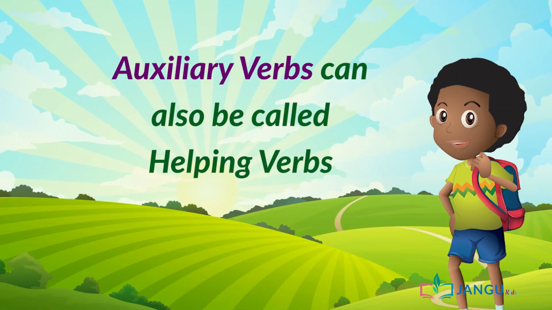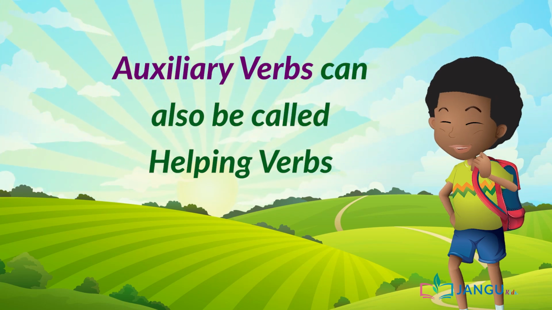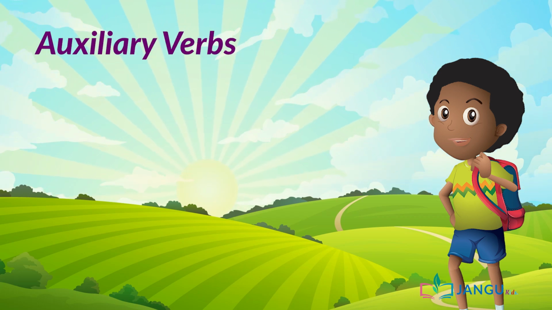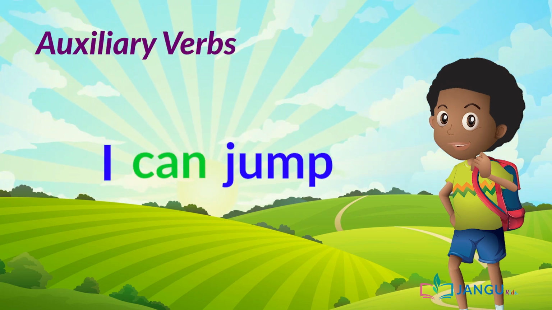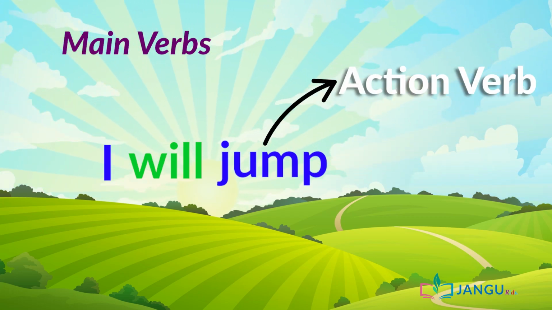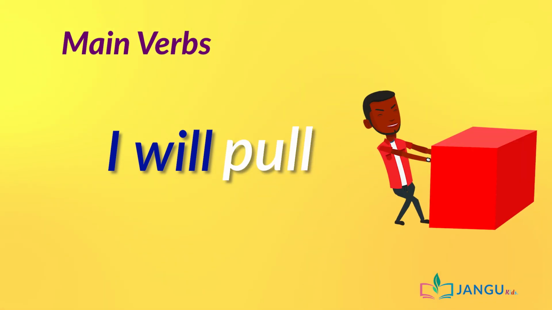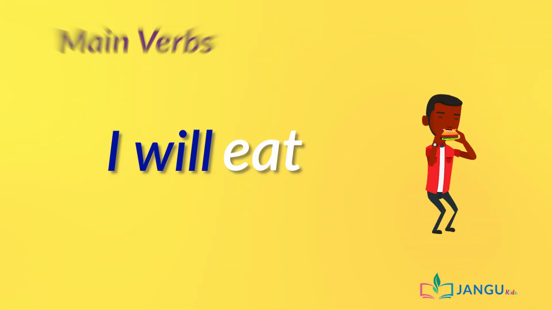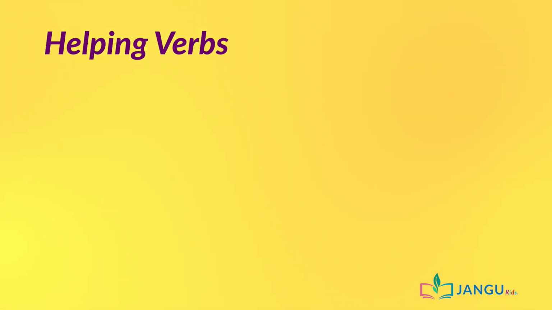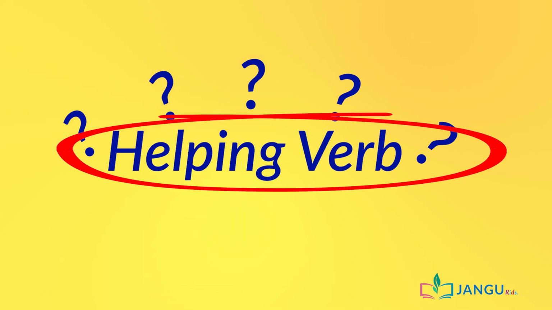Auxiliary verbs can also be called helping verbs. Do you know why? It's because they're put in sentences to help the main verb make more sense. Main verbs are action verbs. They are things you do like push, pull, and eat. Helping verbs don't show any action, but they are put in front of the main verbs to give them more meaning.